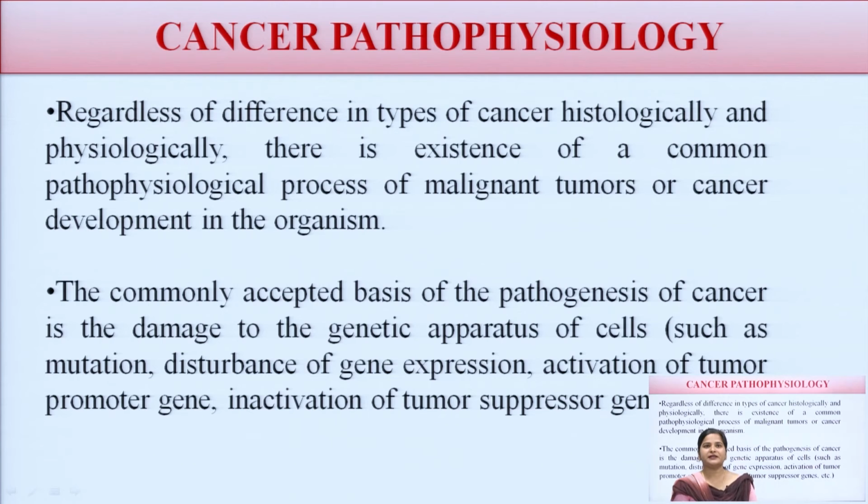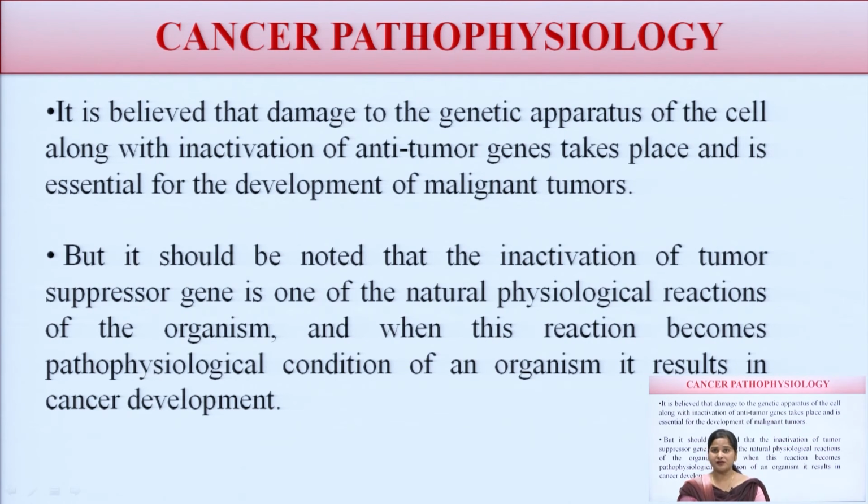Regardless of the differences in the type of cancer histologically and physiologically, there is a common physiological process of malignant tumor or cancer development in the organism. The commonly accepted basis of the pathogenesis of cancer is damage to the genetic apparatus of cells, like mutations, disturbance of gene expression, activation of tumor promoter genes, or inactivation of tumor suppressor genes. So, these are some of the events.